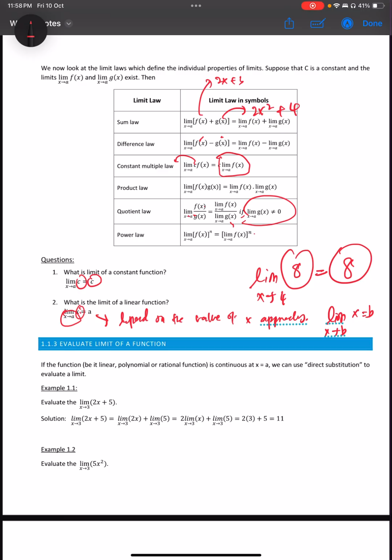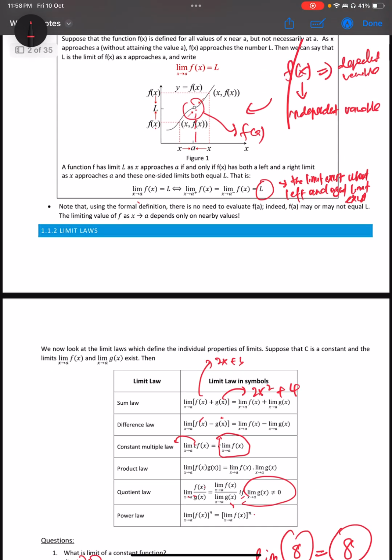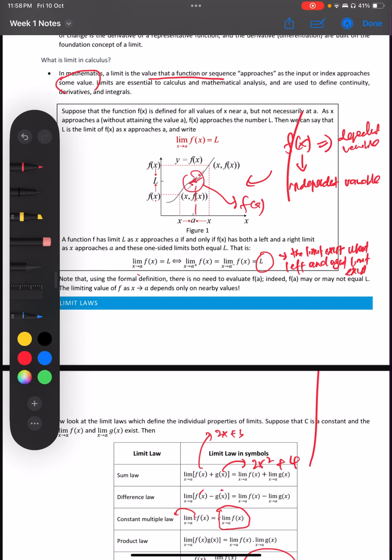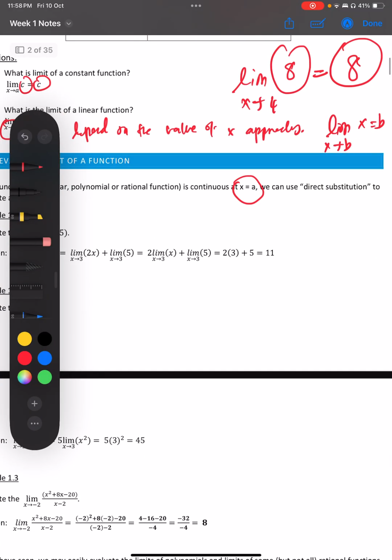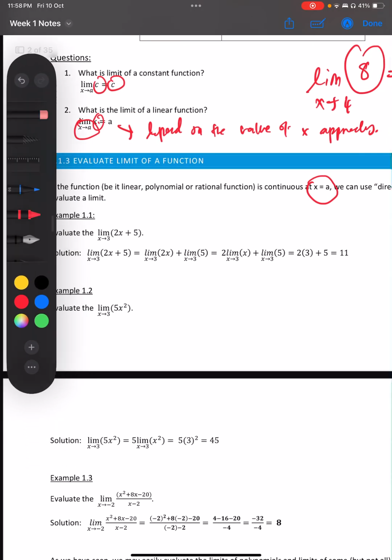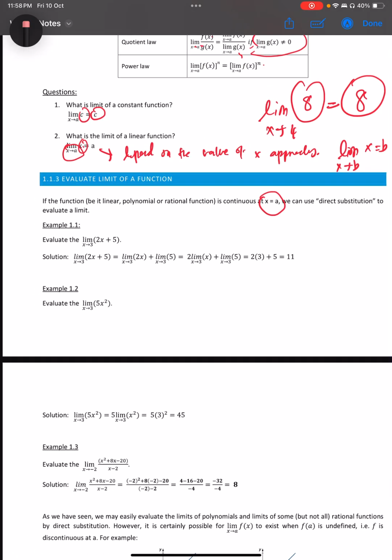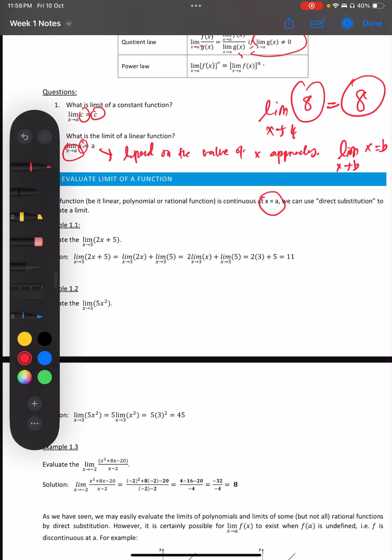Okay. All right. Now let's look at how we evaluate the limit of a function. If a function, be it linear, polynomial, or rational, is continuous at x equal to a, meaning that at this particular point it is connected, we can use direct substitution to evaluate the limit. For example, this is the function, 2x plus 5.